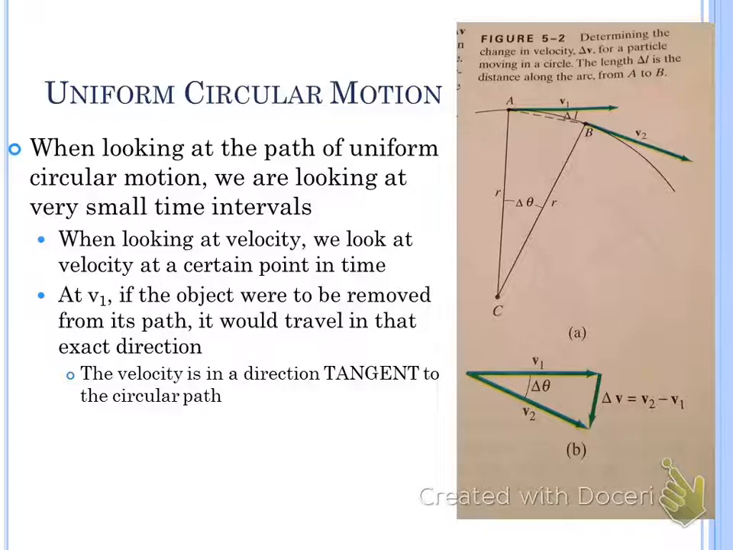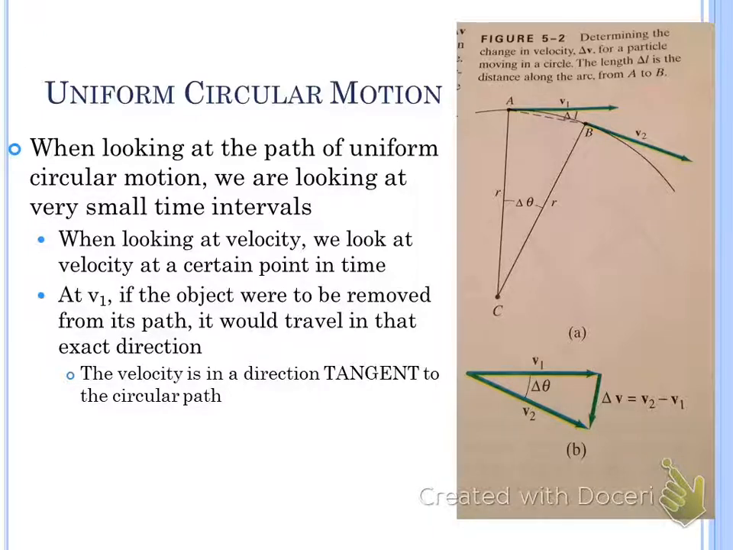So what we call this is it's moving at a velocity that we consider to be tangent to the curve. Okay, this is called tangent to the curve. And all that it really means is that if we released it from its circular path, it would go flying in a straight line. That's what tangent to the curve means.